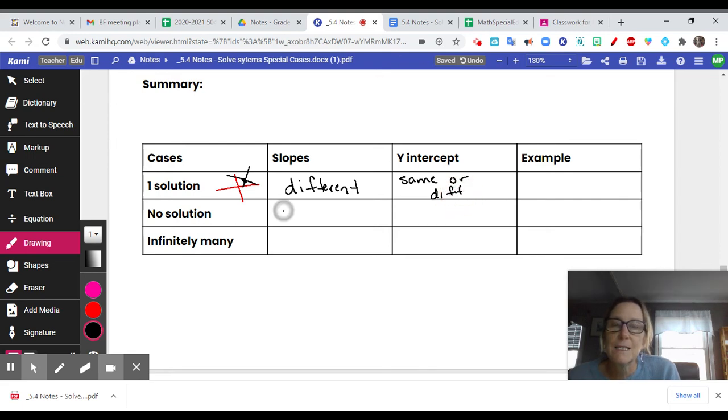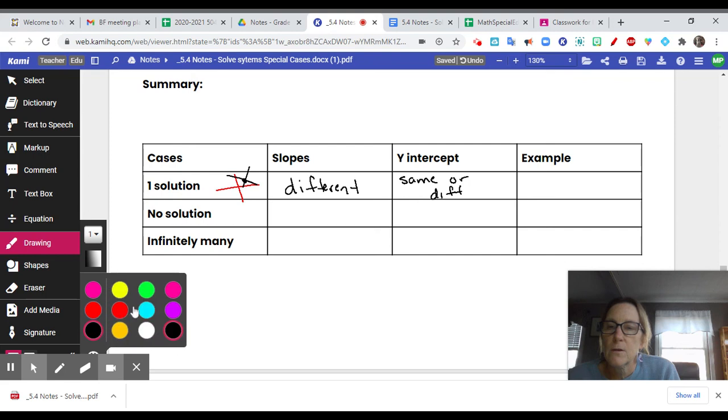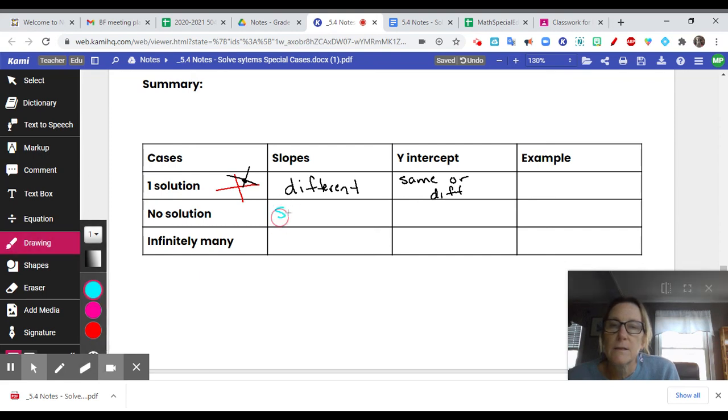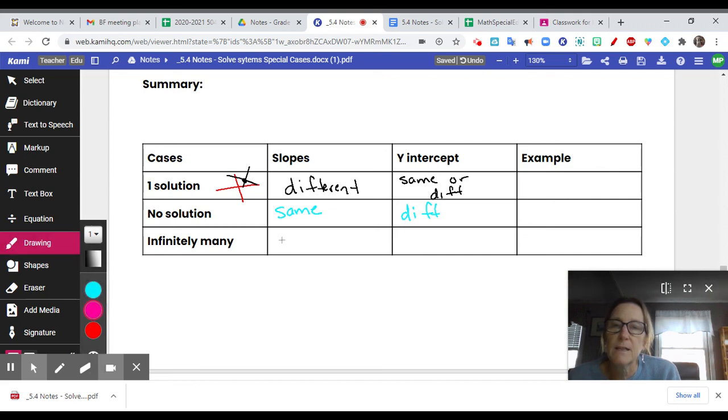No solution, same slope. Let me change the color. It stands out a little bit. Same slope, but the y-intercepts have to be different, because to get parallel lines, I need the same slant, but them to start at different spots. And infinitely many, that's really the same line. So the slopes are the same, and the y-intercepts are the same. All right, and again, I'm going to leave that for you to fill in some examples.